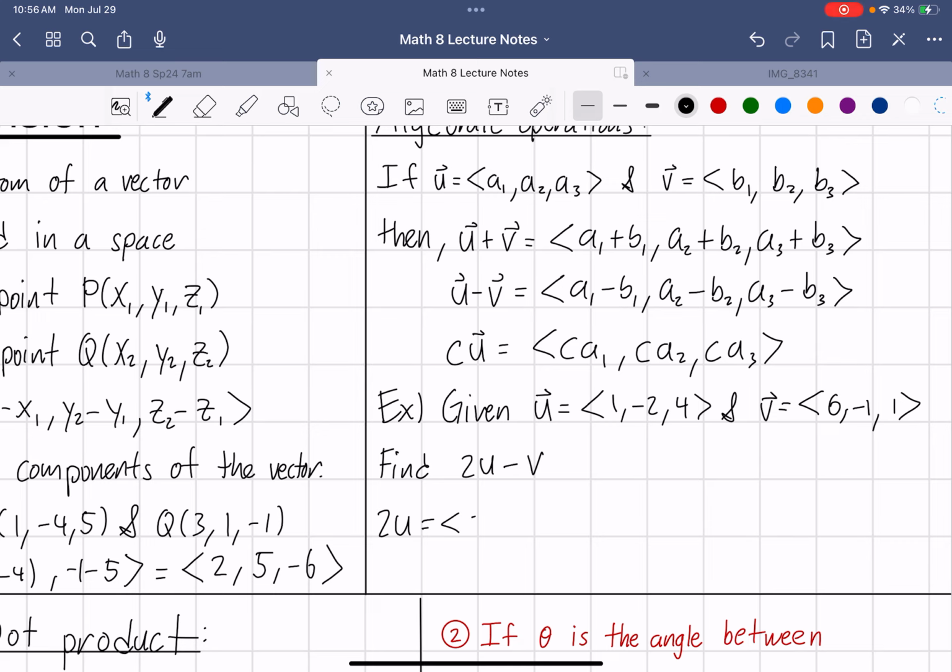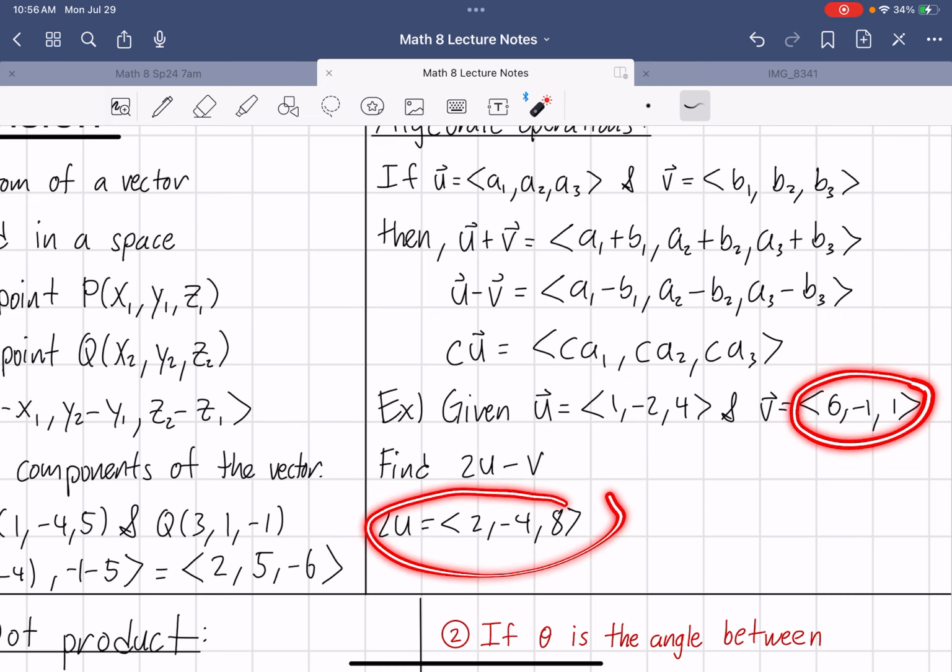So 2u, I'll just do the scalar multiplication first. That's going to give me a vector that's 2, -4, and 8. All I'm doing is taking that 2 and multiplying it to each component in u, right? That's what scalar multiplication does, different than the dot product. And now there's 2 things you can do. You can either distribute the negative into v, right? Or you can just subtract v from each component of 2u.